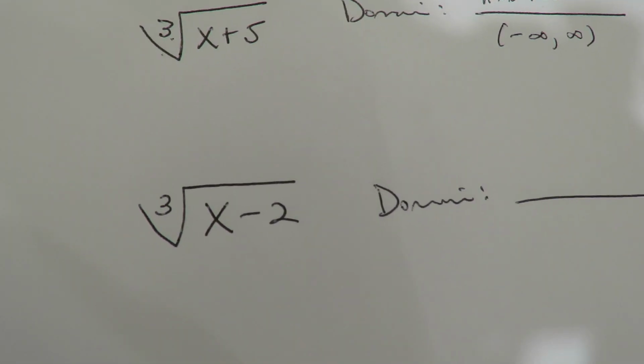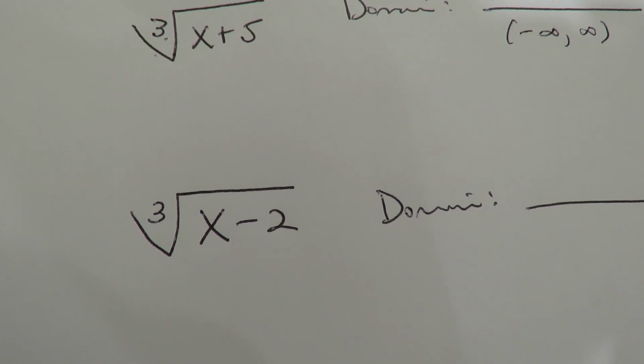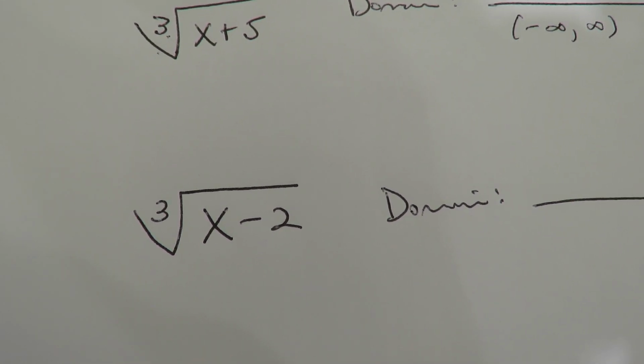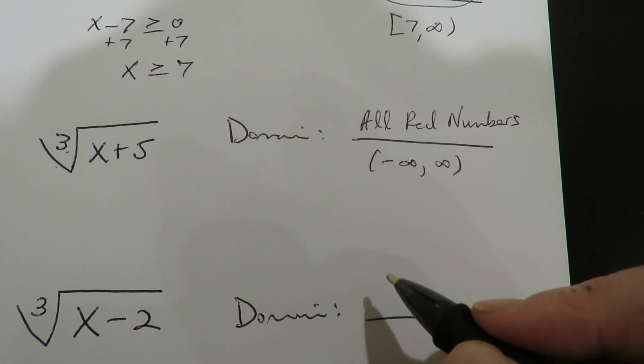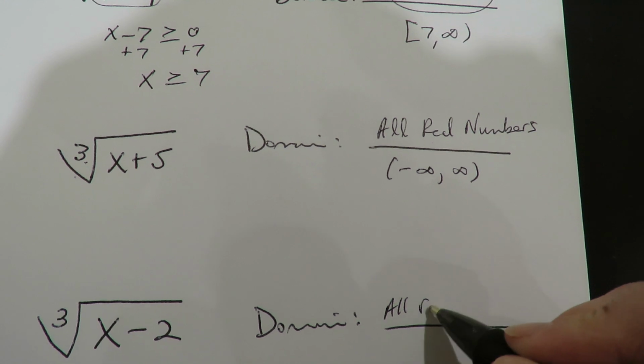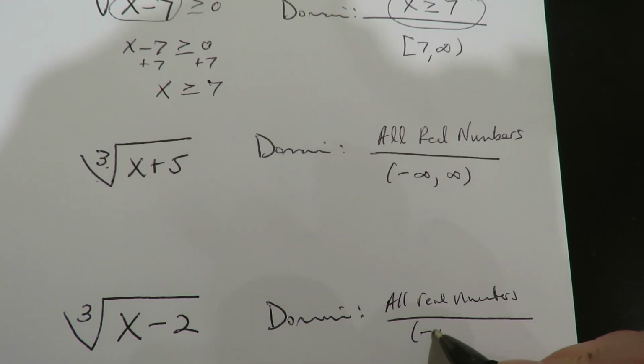Okay, same thing on the last one. That's an odd index. So again, if it's an odd index, it can do anything. It can do positives, negatives, and 0. So it's fine. So again, this one, since it's an odd index, is all real numbers. Or you could do the fancy notation for this.